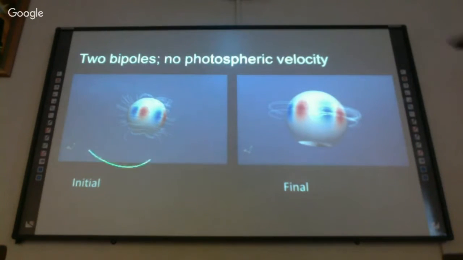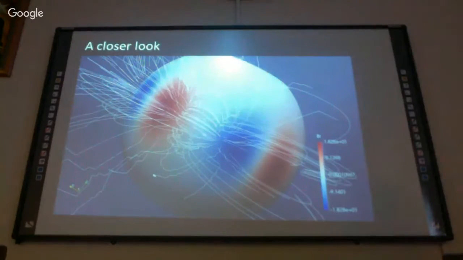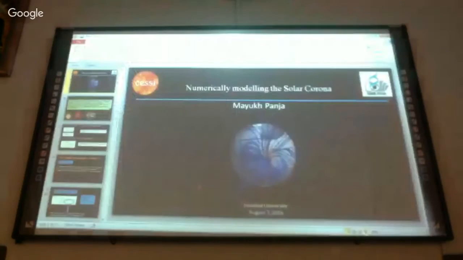So I put in something like this, and I let the system evolve, and you can see that connections have developed between the opposing polarities, which were not initially connected. It's very simple. It's like you have two magnets. When you have one magnet, you have magnetic field lines. When you bring in another magnet, you will have connectivities between the two magnets. It's something like that. So this is a closer look at how the field lines look. Here I have a video that shows the connections developing.